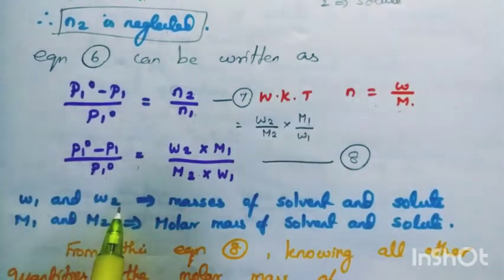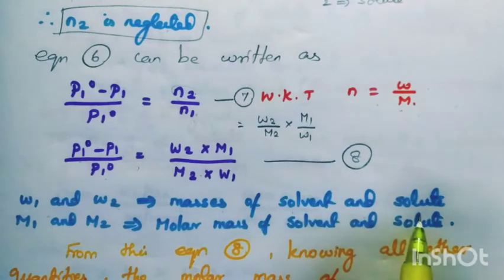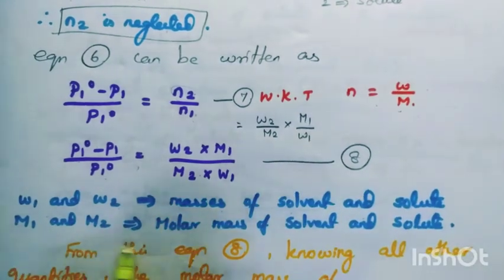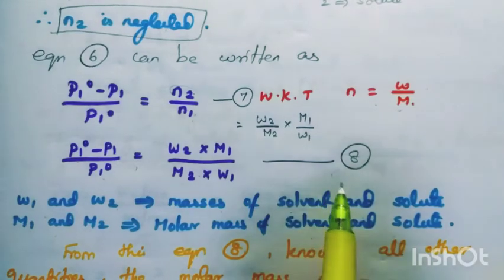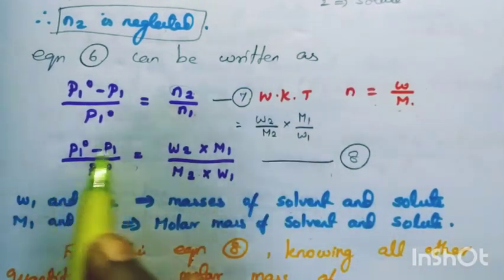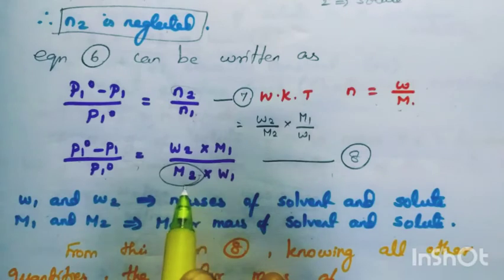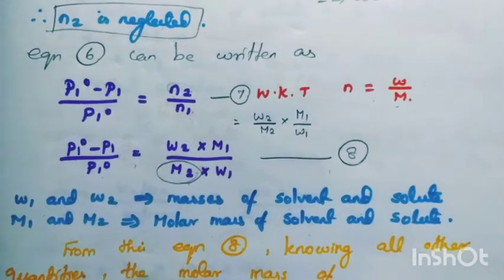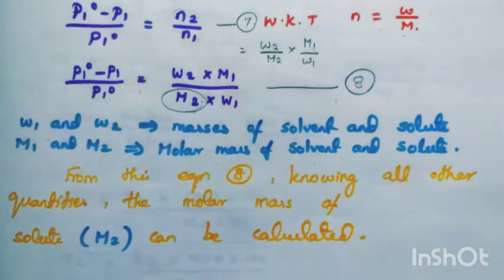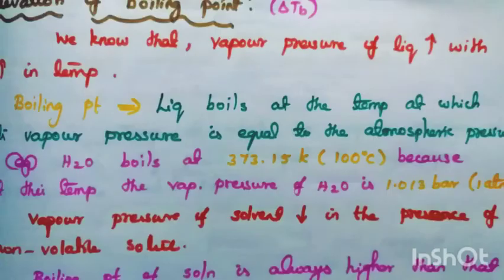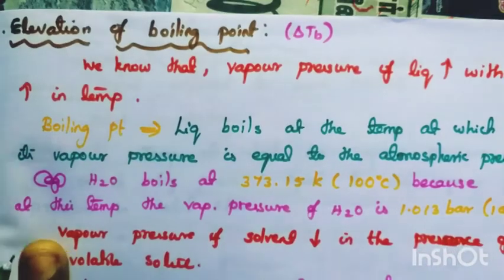So W1 and W2 are the masses of the solvent and solute. M1 and M2 are the molar masses of the solvent and solute. So from this equation, if we know all the other terms except M2, we can calculate the molecular mass of the solute using the relative lowering of vapor pressure.